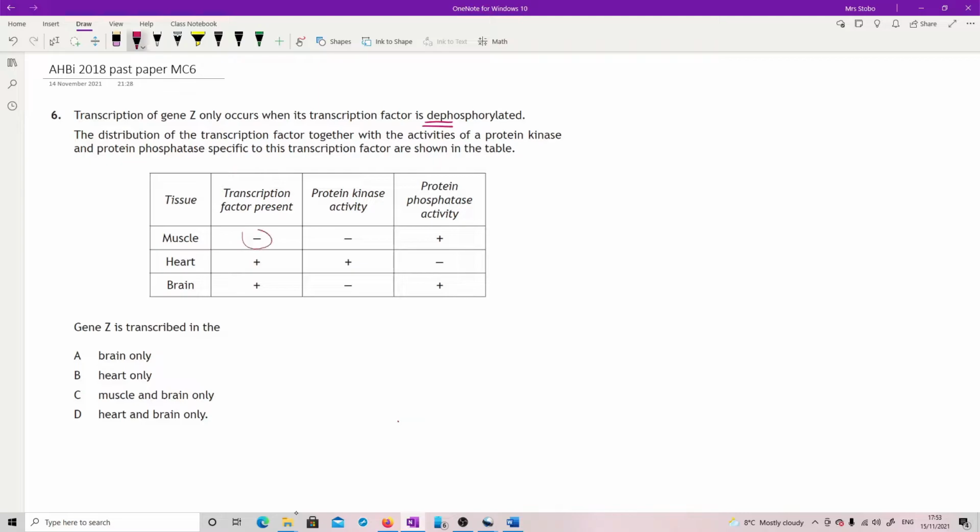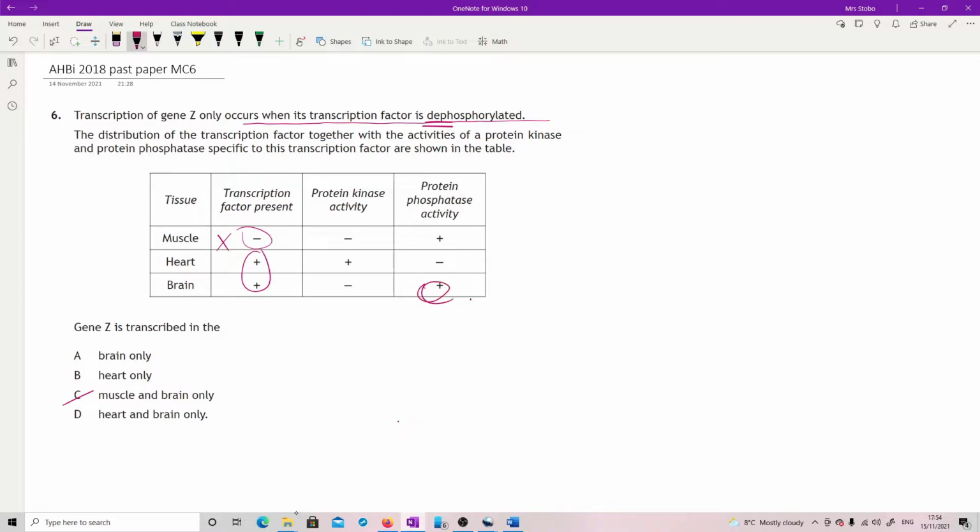Well, for a start, if there is no transcription factor, then the muscle's just not going to get any. So we'll take that one out straight away. And so therefore, these guys are in the running, and we just have to decide between the two. What do I need to have? Kinase or phosphatase? Kinase transfers phosphate from one place to another. Phosphatase removes phosphate from something. And this says only occurs when its transcription factor is dephosphorylated. So basically, I need this.